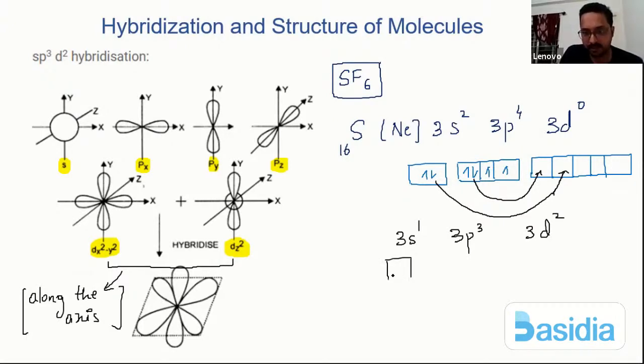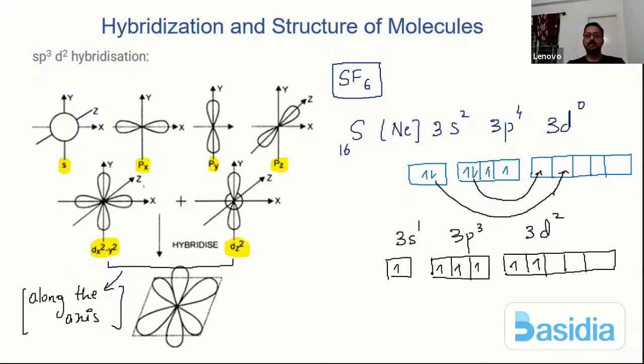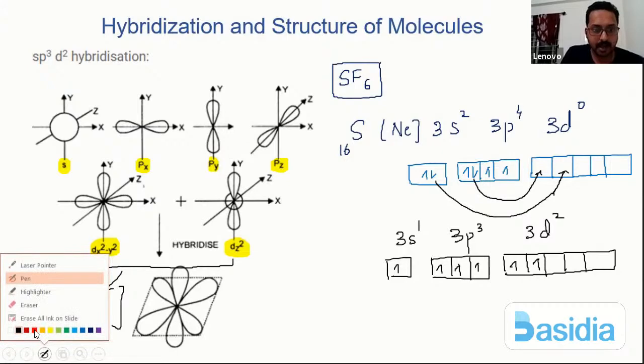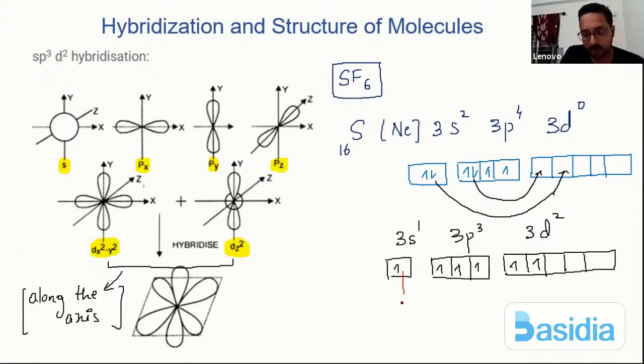So here you will find that there is one electron in the s set, in the p set there are 3 electrons, and in the d set there are 2. Okay. So how many half-filled orbitals have been generated here? There are 6 half-filled orbitals generated, correct? So now how many fluorines can be accommodated? 6. 1, 2, then the 3rd, the 4th, the 5th, and then the 6th one.